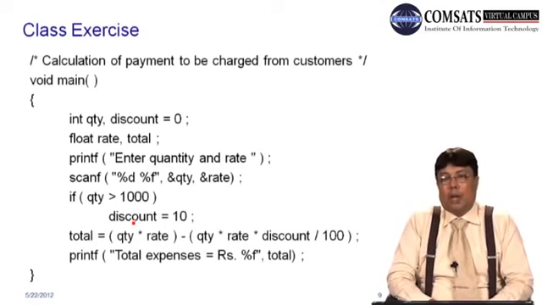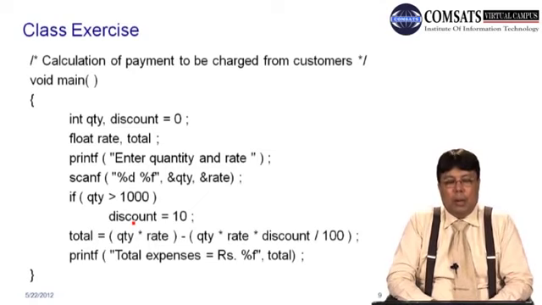Calculation of the payment to be charged from the customers. So we defined some initial variables, quantity, discount. By default, I said the discount should be equal to 0. Float, rate and total. Why have I used rate and total as float?